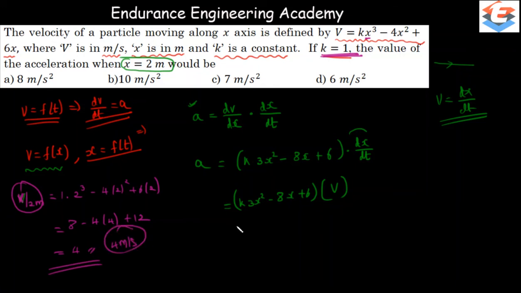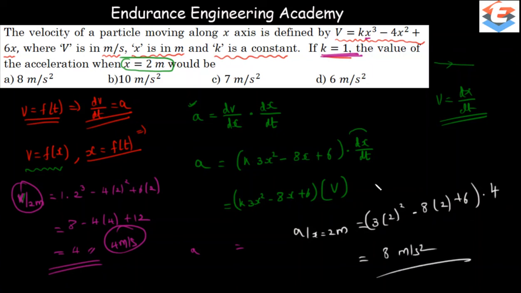So we determined velocity. Now I need to find out acceleration. Let me use another color here. Acceleration corresponding to x is equal to 2 meters. We know that k is equal to 1 already, right? So 3 into 2 square, minus 8 into 2 plus 6, into velocity, which is going to be 4. And now simply do the calculation. If you do it, you will end up with 8 meter per second square, which is option A.